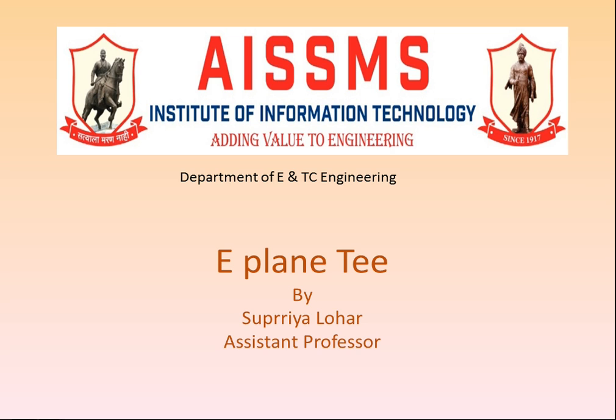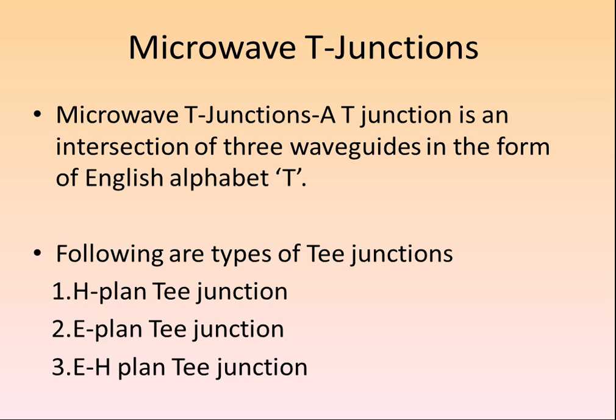I'm going to talk about E Plane Tee. Microwave T junctions. Now, E Plane Tee is a microwave T junction. A junction is an intersection of three waveguides in the form of the English alphabet T. It has three different types. First one is H Plane Tee, second one is E Plane Tee, third one is EH, that is hybrid or magic T. Today I'm going to talk about E Plane Tee.